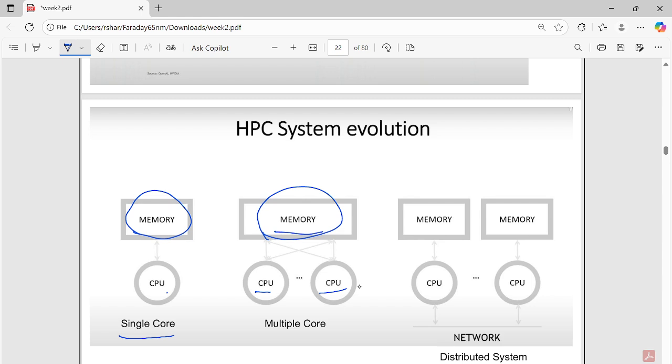Next came the distributed system. Now we distribute the work across this overall network to different machines, and then accumulate the results into a particular base. This is called distributed computing.